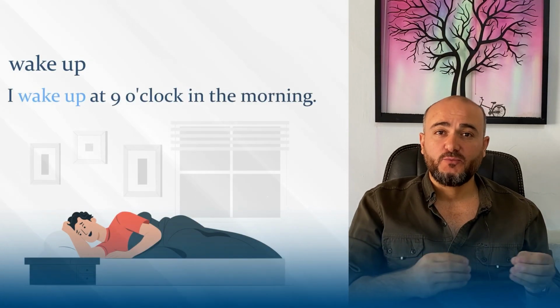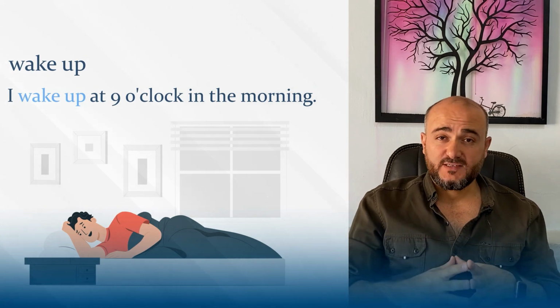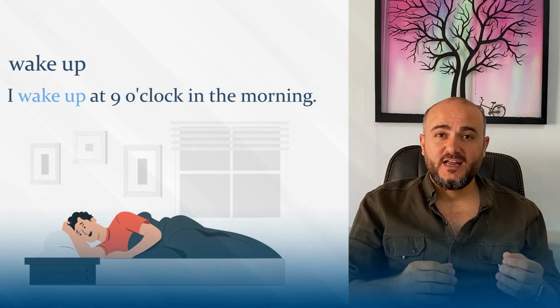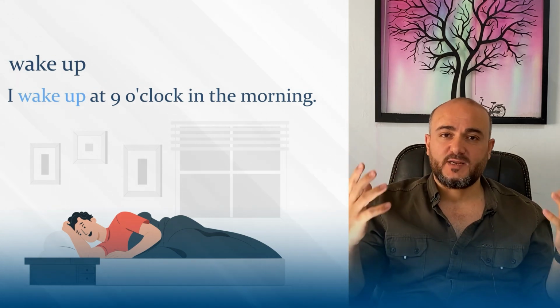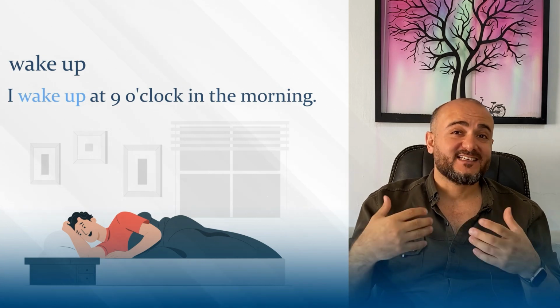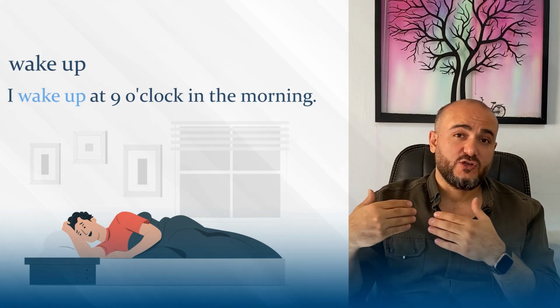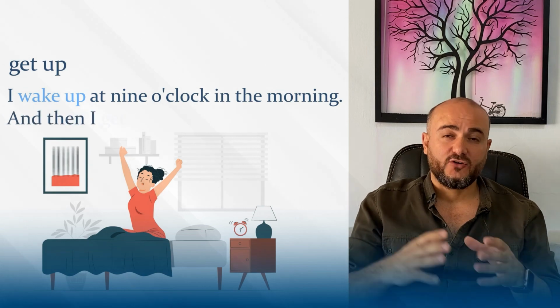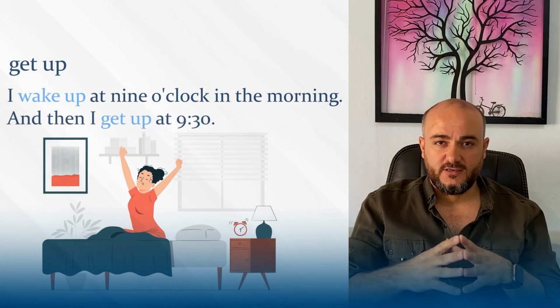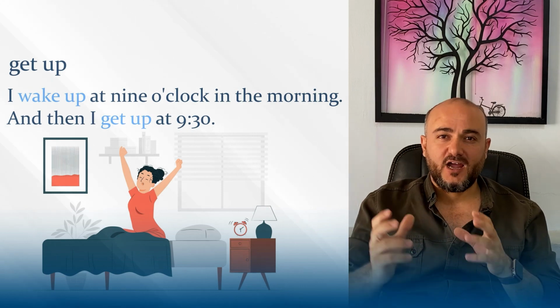I will start with some beginner phrasal verbs, like, for example, wake up. I wake up at 9 o'clock in the morning. Another phrasal verb is get up. Now, when I say wake up in the morning, it means when I open my eyes but I'm still in bed. But if I say get up, it means that you get out of bed. So, for example, I wake up at 9 o'clock and then I get out of bed or get up at 9:30. So, I spend some time in bed.